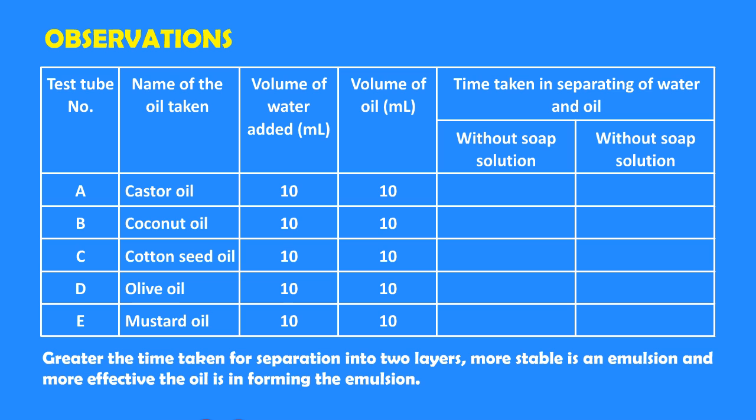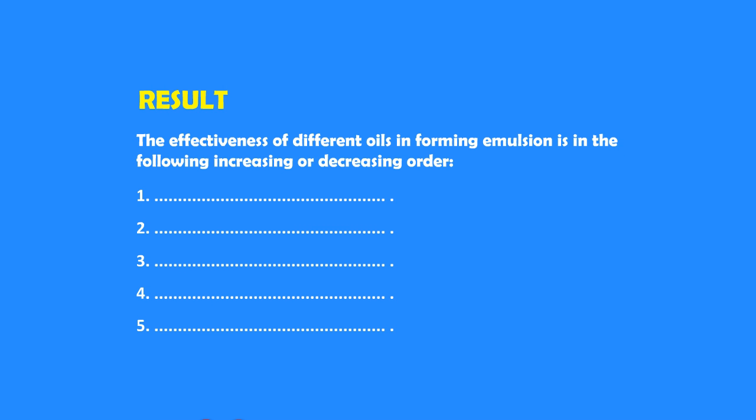Observations: greater the time taken for separation into 2 layers, more stable is an emulsion and more effective the oil is in forming the emulsion. Result: the effectiveness of different oils in forming emulsion is in the following increasing or decreasing order.